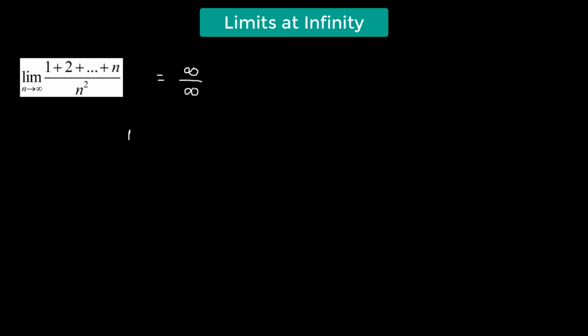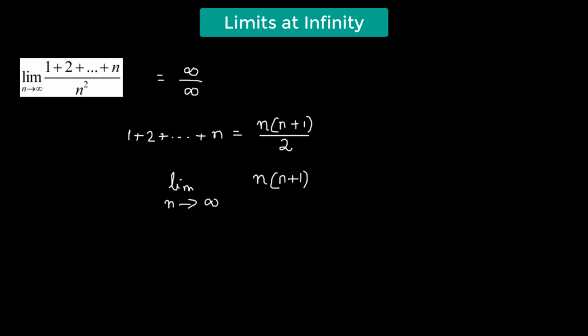However, we know that when we sum up n terms, the sum is given by n times (n plus 1) over 2. So we use this value and substitute it into the given function. So we have the limit as n tends to infinity. In the numerator we have n times (n plus 1) over 2, whole divided by n squared.